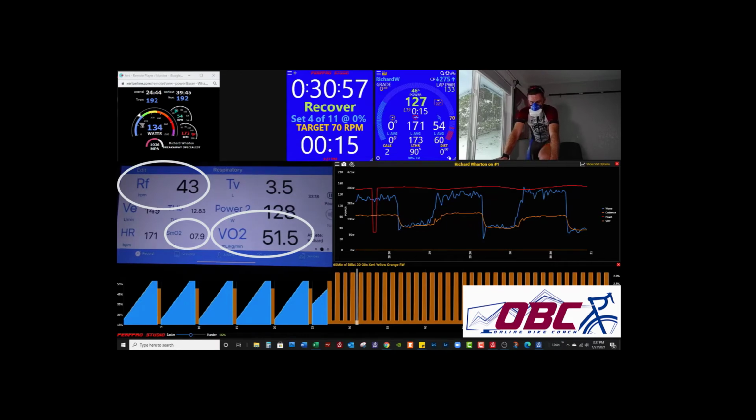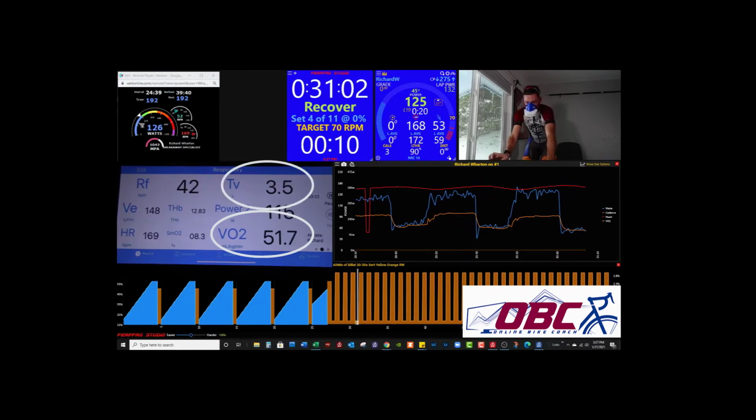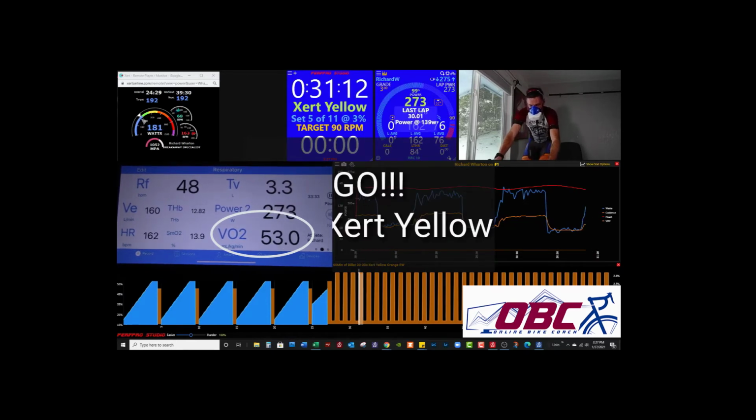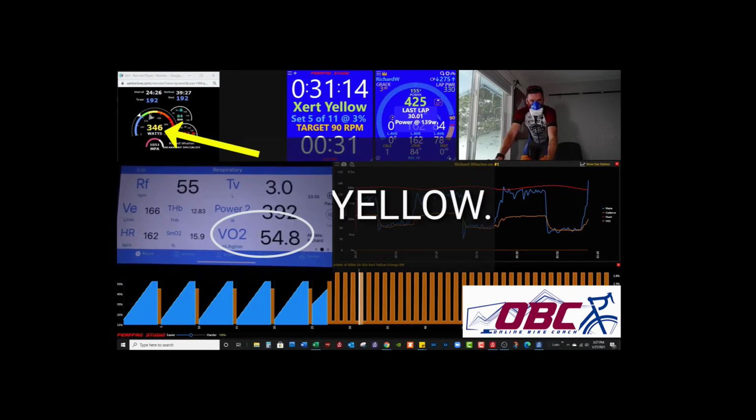I've been told by another professional coach that my tidal volume for lungs is actually kind of low. And that is something that I will probably work on starting in February or March. I probably should have done it earlier this year. But notice that VO2 does not dip below 50.